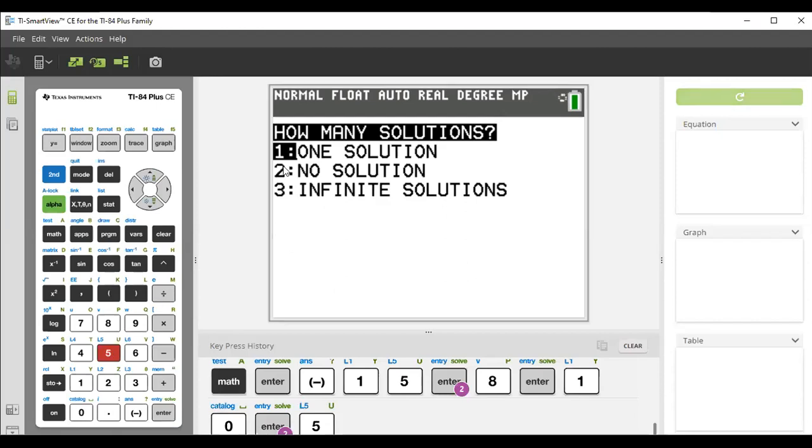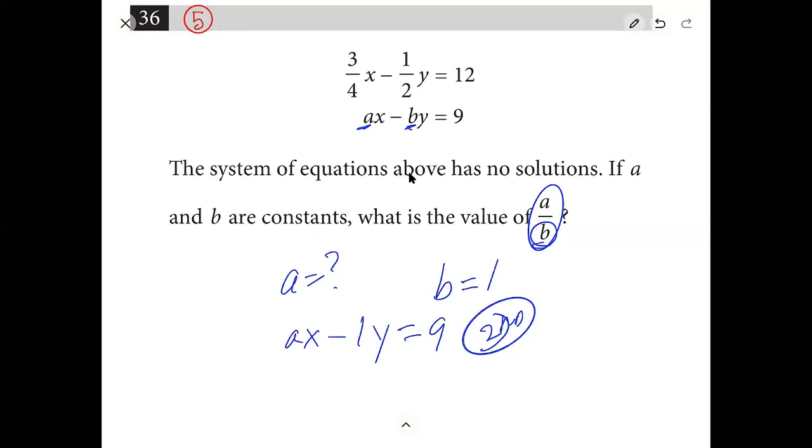Actually, I didn't read it. Let's go back so I can read that. Sorry. Let's go back, and I'm going to read it because I didn't read it. It says the system of equations above has no solutions. And if A and B are constants, what is the value of A divided by B? Or what's the ratio of A to B? So we want to find the ratio of A to B that makes this system have no solutions.